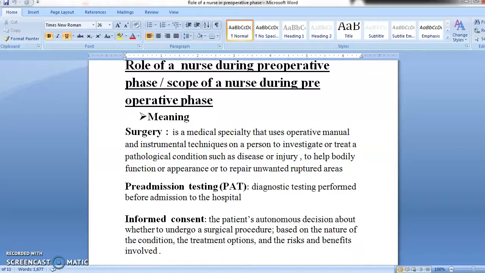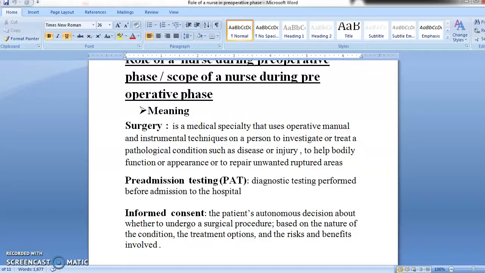Surgery is a medical specialty that uses operative, manual and instrumental techniques on a person to investigate or treat a pathological condition such as disease or injury, to help bodily function or appearance, or to repair unwanted ruptured areas.